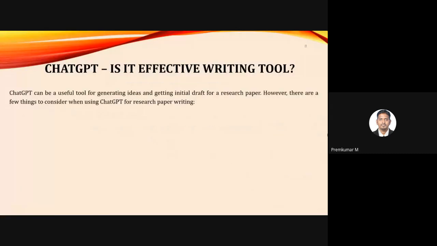Now I'm moving on to one of the very important topics. There is ChatGPT. You know ChatGPT, it's a kind of AI tool. Nowadays it's a buzzword among the researchers. Not only among the researchers, throughout the world it's a buzzword. Not only ChatGPT, we have so many AI tools. One of the biggest buzzwords is ChatGPT.